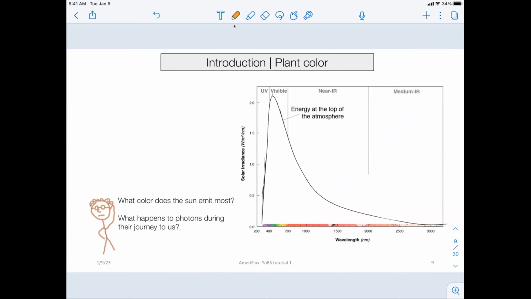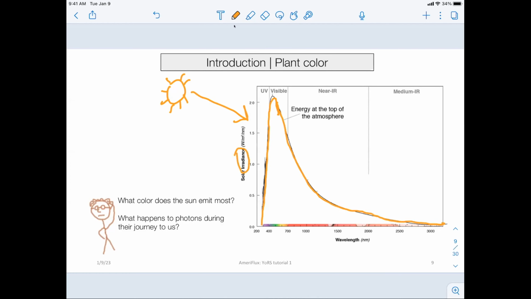So when photons come in from the sun, they have a spectrum, and that spectrum is pretty consistent. And it looks something like this, where it's peaking in the visible part of the spectrum, and then sort of slowly decreases as we go out into the near infrared and the shortwave infrared. And that incoming light we call irradiance. The reflected light we call radiance.